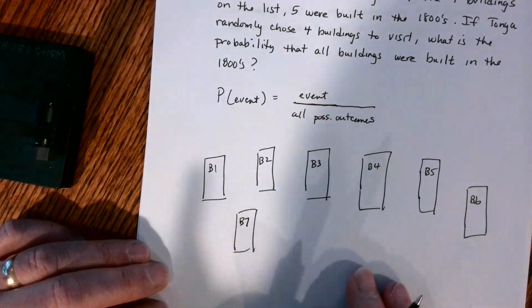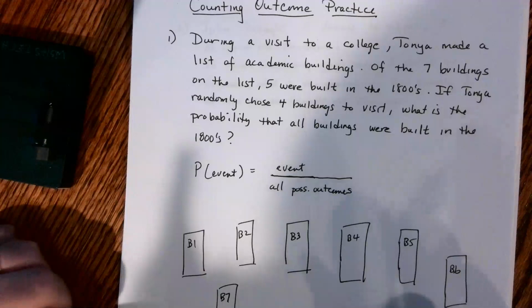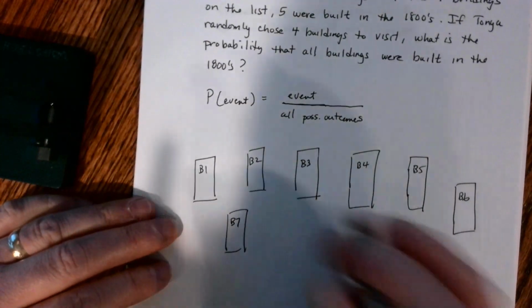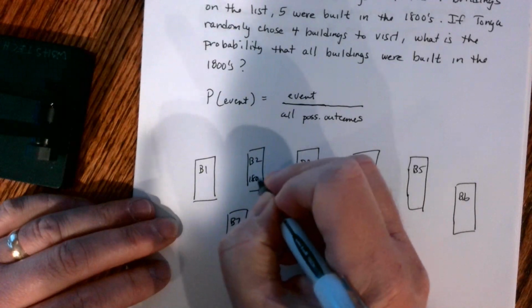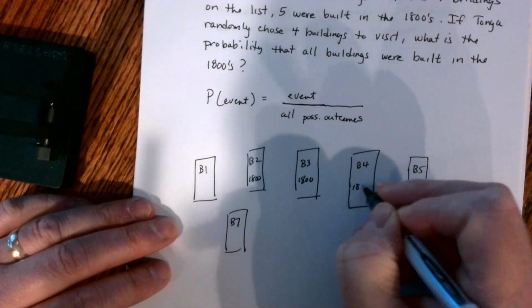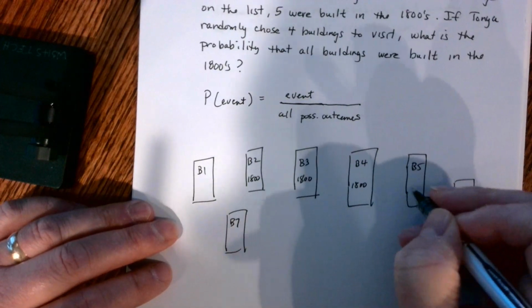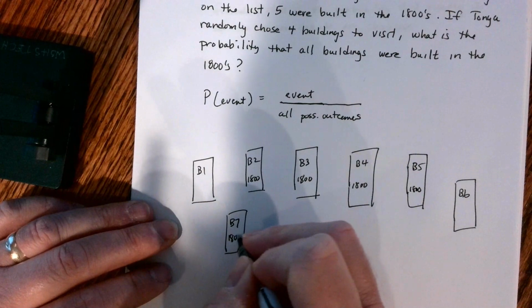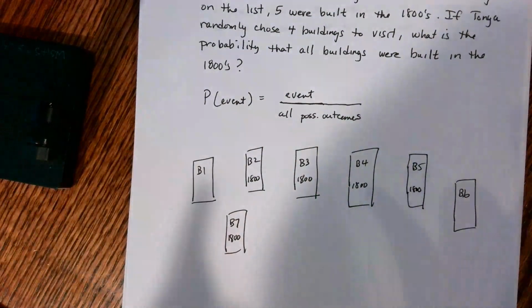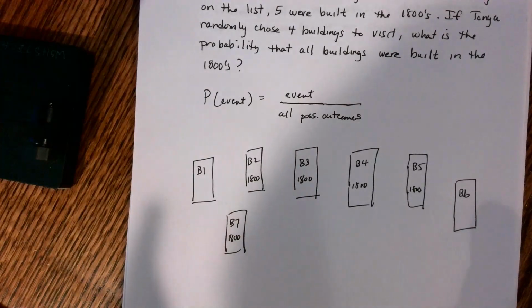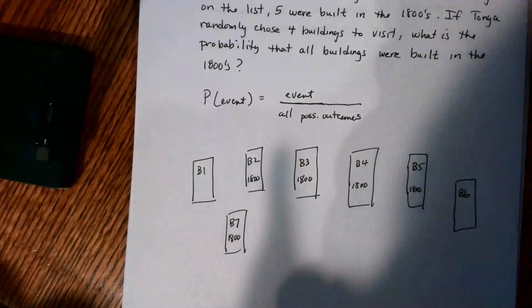Now, let's go back up to our problem. It says that 5 were built in the 1800s. So let's just list 5 of the buildings. We'll make number 2 the 1800s, number 3 the 1800s, number 4 the 1800s, number 5 the 1800s, and number 7 the 1800s. Now, I don't know why she was concerned about them being built in the 1800s, but maybe there was just a little bit of history there that she wanted to discuss.